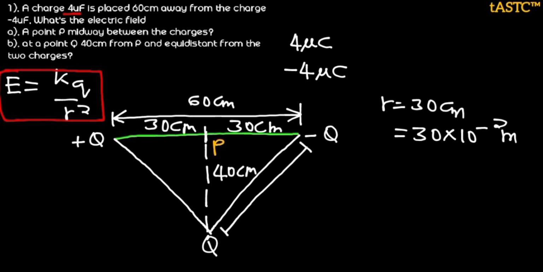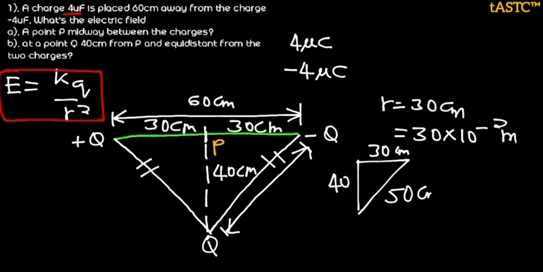Because this is equidistant to this, they're basically going to be the same. But we need to know the distance between those two positions, and in order to find that, we need to extrapolate this. So this is what we have: 30 cm over here, and over here we got a 40. So obviously this should have been a 50 cm. Basically, as you calculate it, you're going to find that.